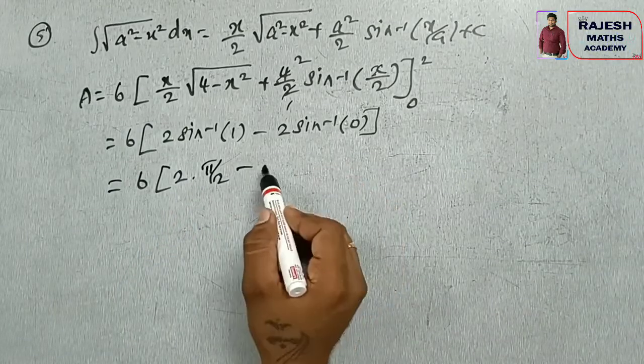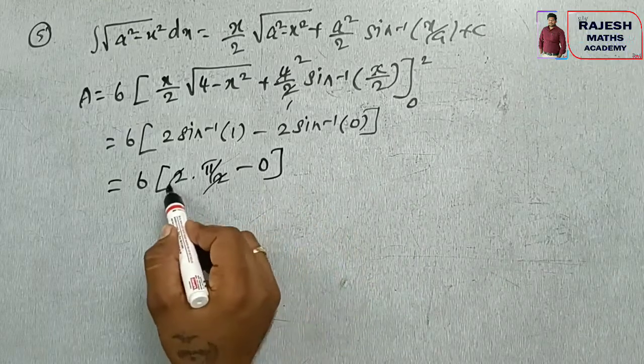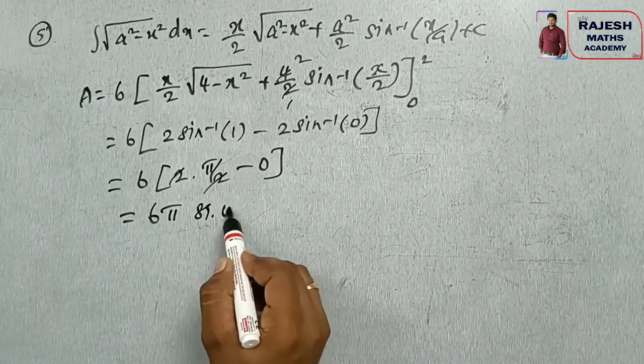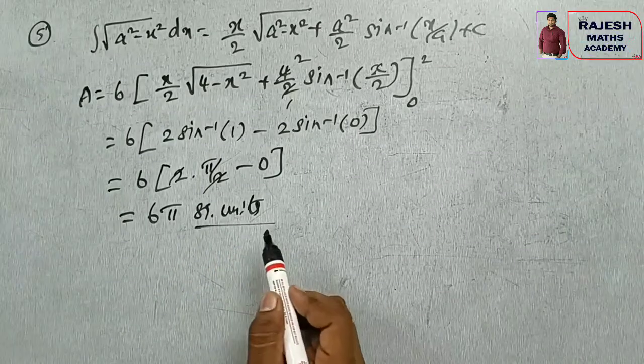Here sine takes 0 at 0. So cancelling this, totally what is the answer? 6 into pi square units. 6 pi square units.